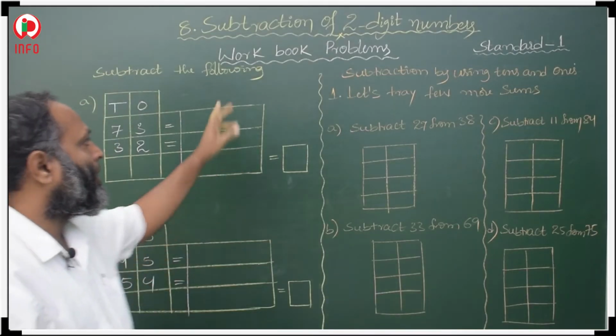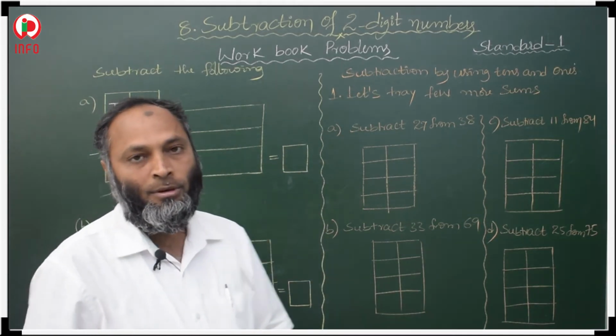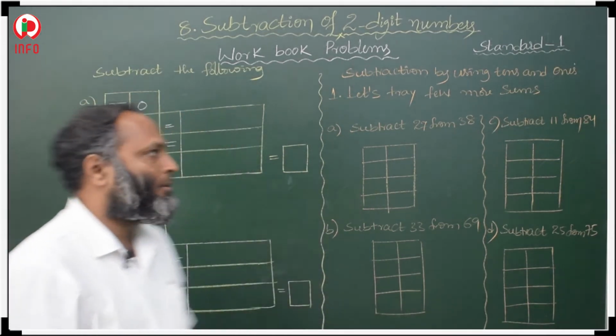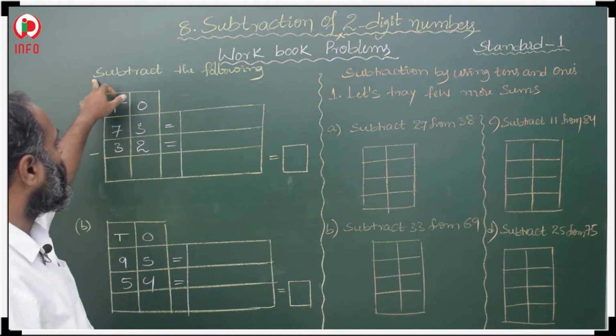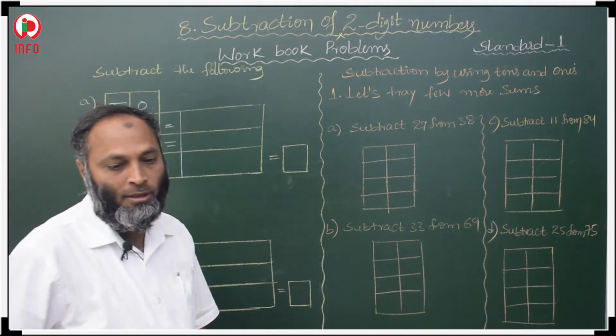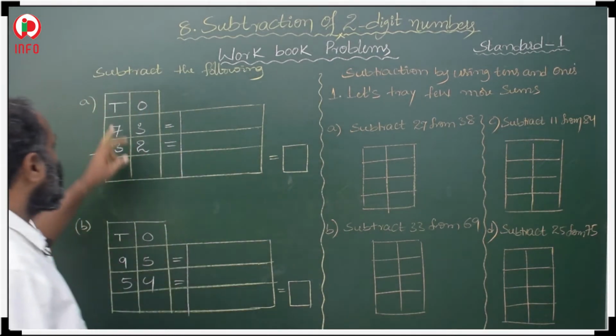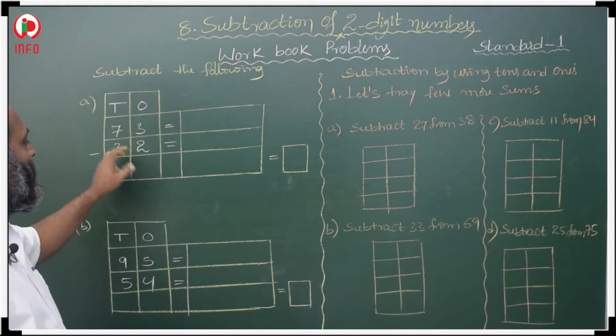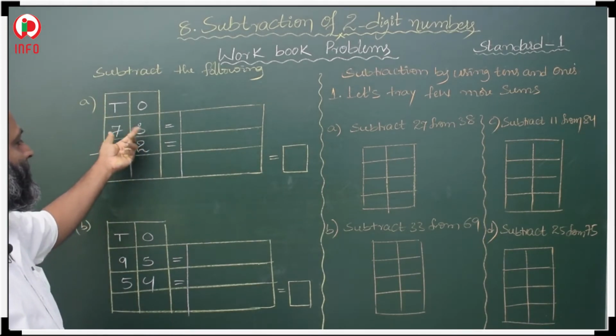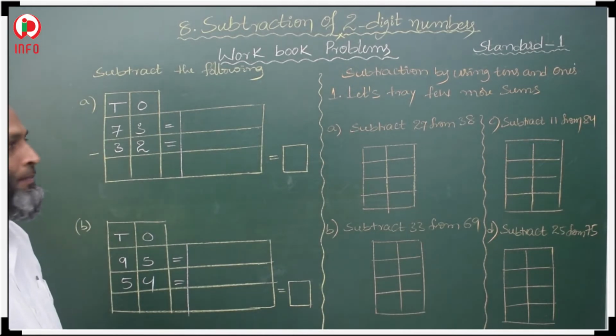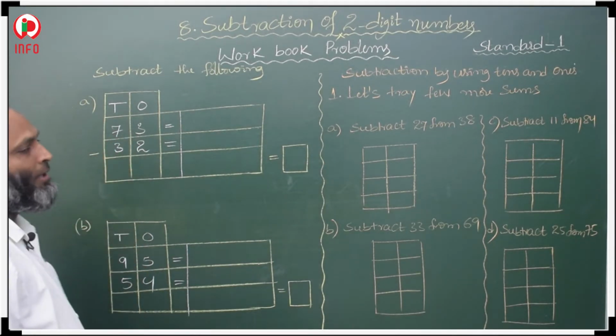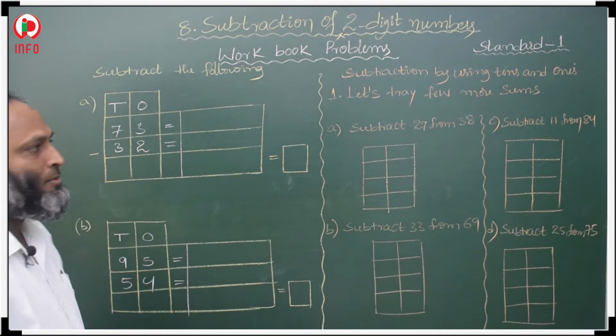Now students, now we are going to do our workbook problems. See here, the first workbook problem, in the first bit: subtract the following. So here 73 and 32. These 32 we have to subtract from 73. Now first we have to write in expanded form subtraction.